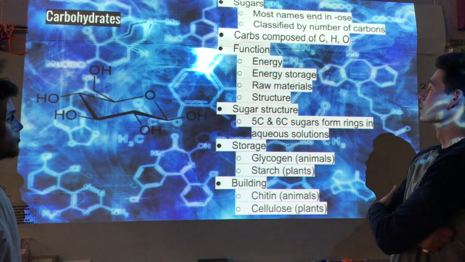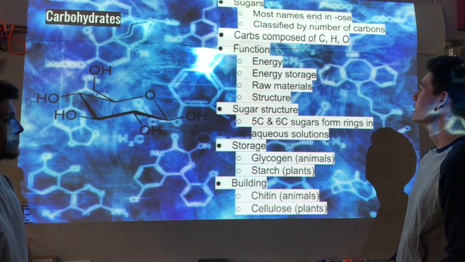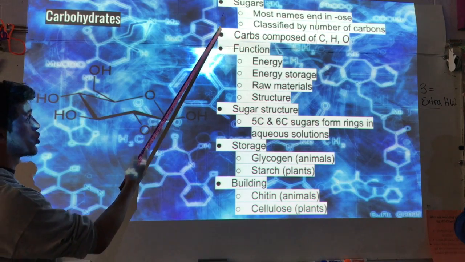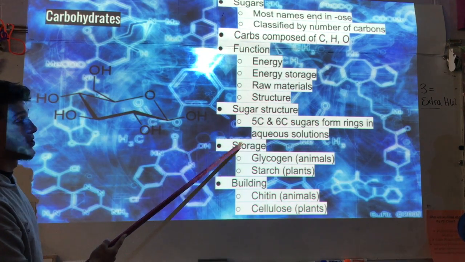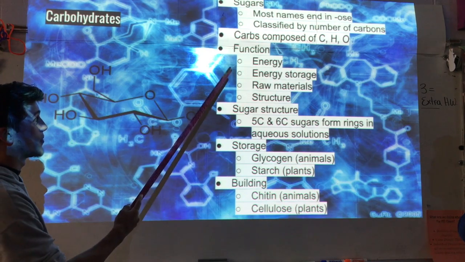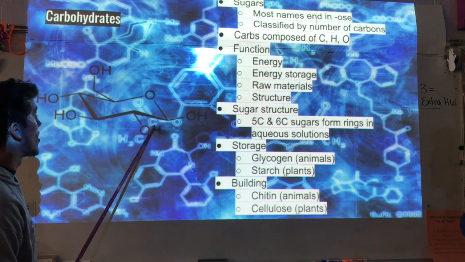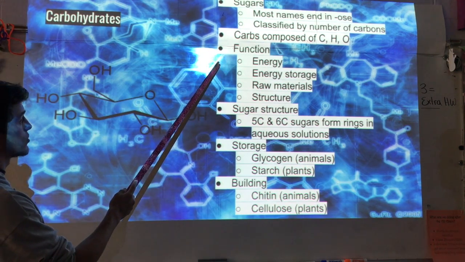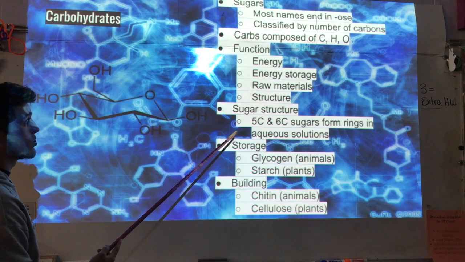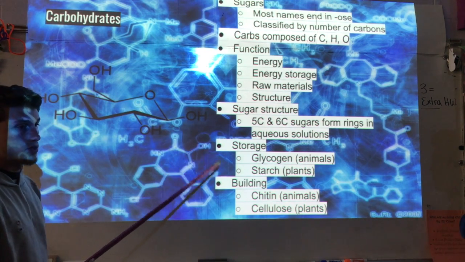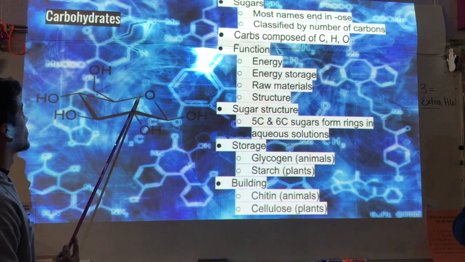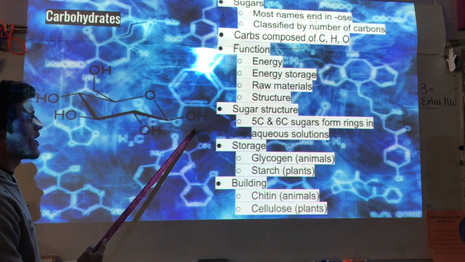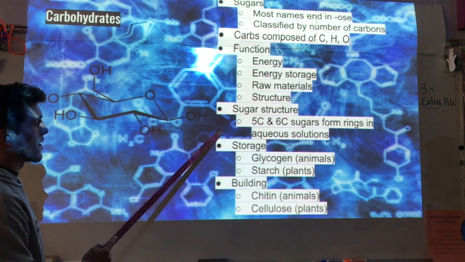So carbohydrates are sugars. A macromolecule that we're going to go into is carbohydrates, sugars. Most of their names end in -ose, for example, glucose, fructose. They're classified by their number of carbons. The carbon is kind of the backbone to a sugar molecule. So their function is energy and energy storage. It's more of a short-term energy. Lipids are for long-term energy storage, but carbohydrates are good for short-term. Sugars are really good for short-term bursts of energy and energy storage in the body.